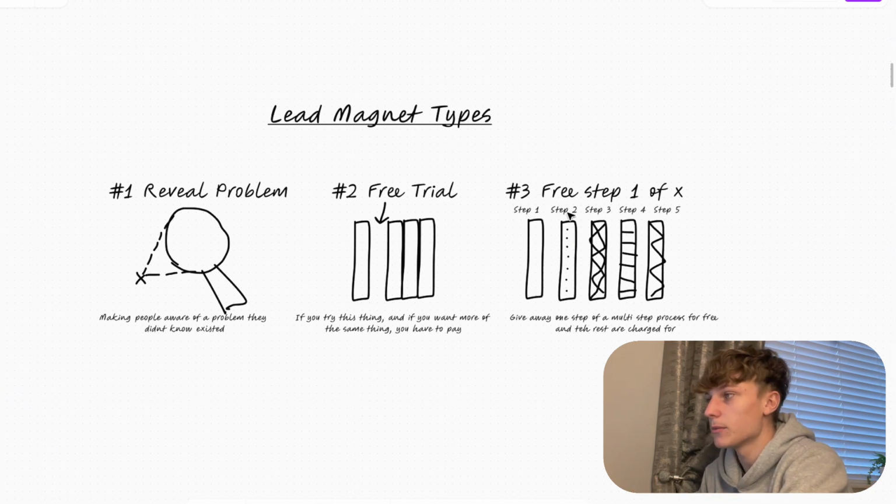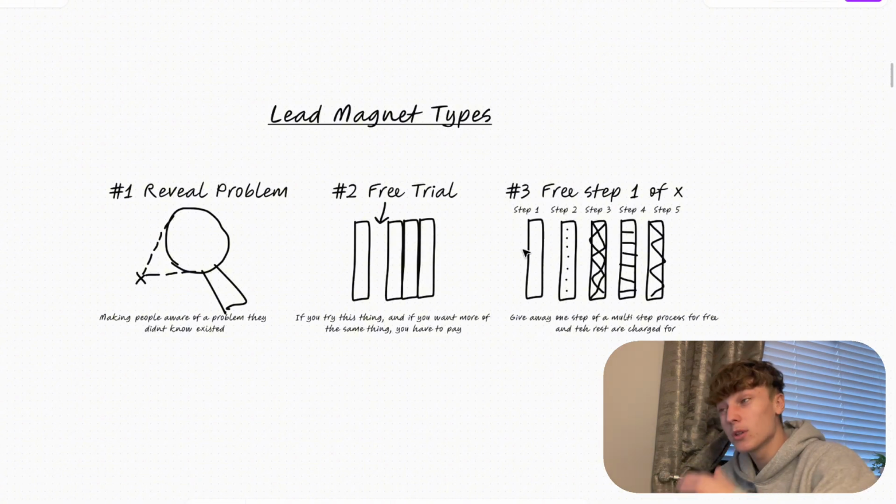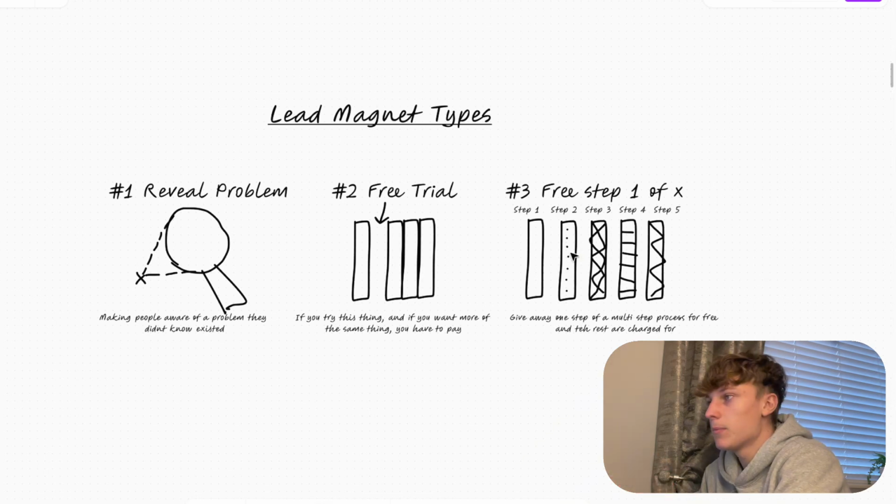So we've got step 1, step 2, step 3, step 4, step 5. You want to be giving away one step of a multi-step process for free, and the rest are charged for. So if you're giving away step 2 for free, people are obviously going to want to know how to do step 3, step 4, and step 5 after they've completed step 2. And that's exactly where you can charge people.